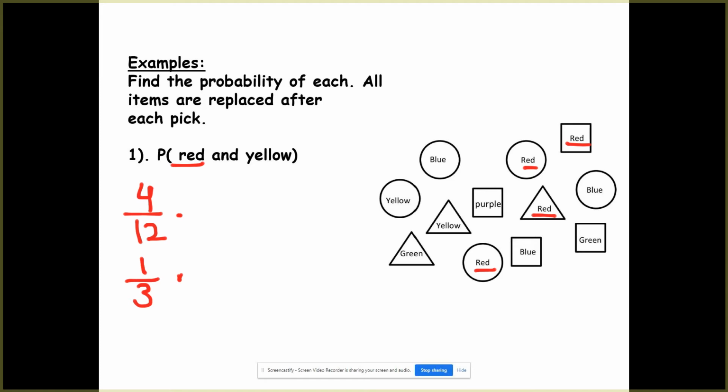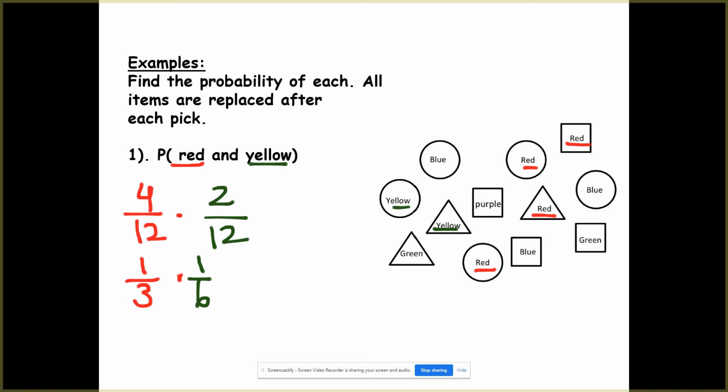Okay. And then let's figure out the probability of getting a yellow. So what's the desired outcome? Yellow. So how many yellows do we have? We got 1 yellow, 2 yellow, and it looks like this. So 2 desired outcomes of yellow. How many total outcomes are there? 12, which is 1/6. So individually, the probability of getting a red is 1 out of 3. Individually, the probability of getting a yellow is 1 out of 6.